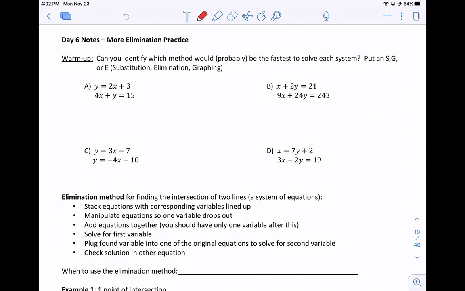Today we're going to review the elimination method. Warm up. Can you identify which method would probably be the fastest to solve each system? Put an S, G, or E for substitution, elimination, or graphing.